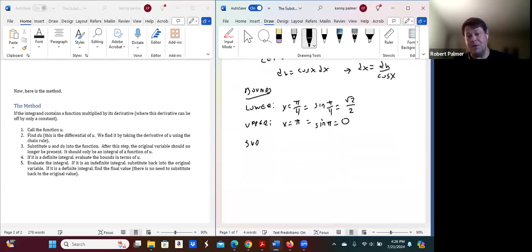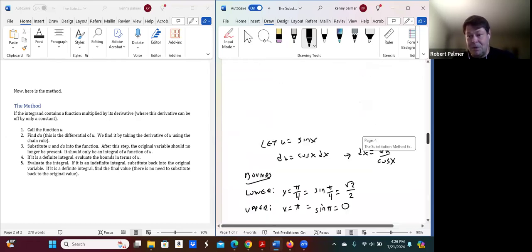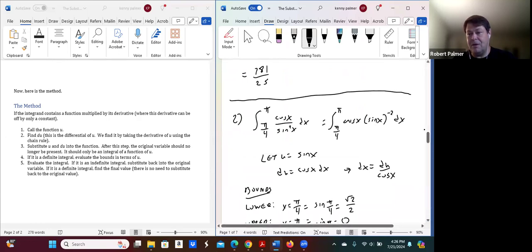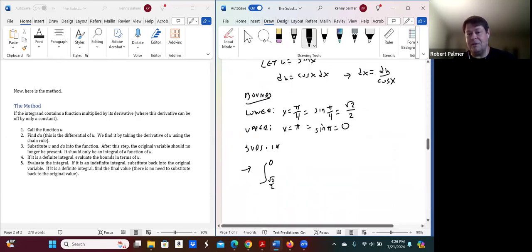Okay, so now we're going to substitute everything in. And so we go from a lower bound of square root of 2 over 2 to 0. Once again, that's upside down, and that's okay, right? That can happen sometimes when you do the u substitution, but still it's all right. And then this is going to be, I'll use this version here, the cosine of x times u to the negative second. Then dx is now du over the cosine of x. Cosine of x cancels out, and we're left with an integral just in terms of u, which is what we want.